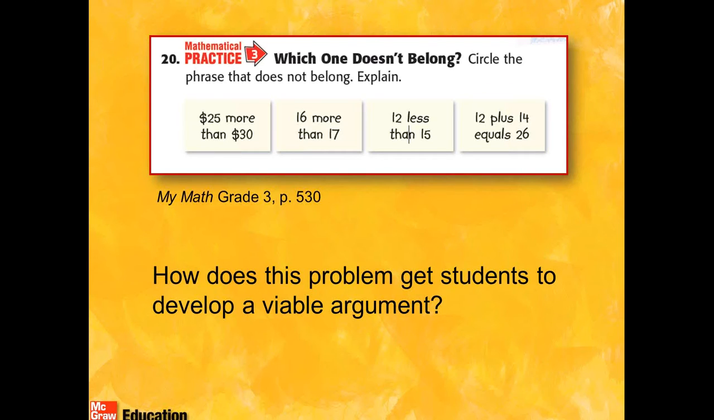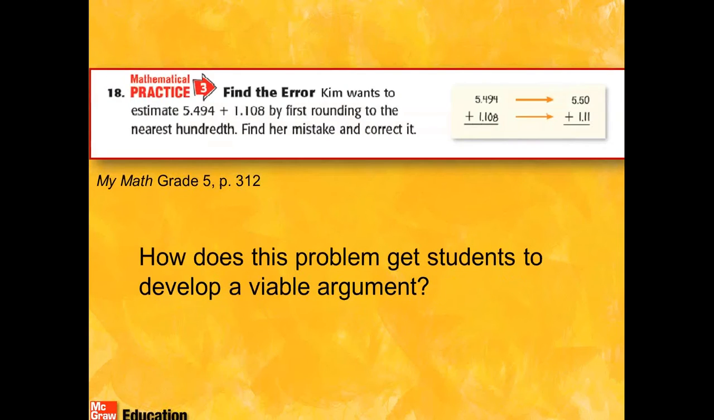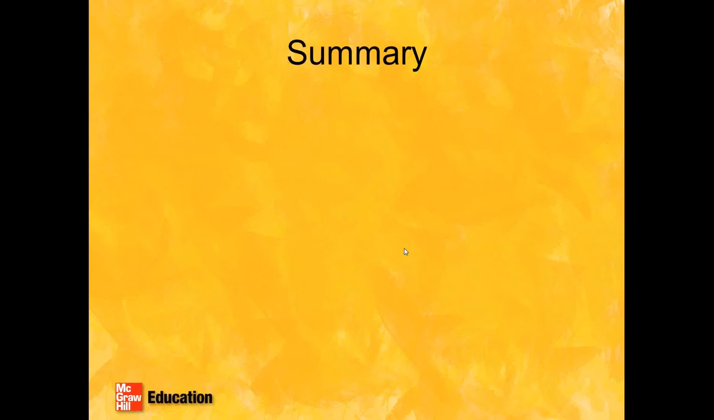and gives them something to reflect on that is more meaningful to them. Here's a good example in grade 3. How does this problem get students to develop an argument when they're looking for which one doesn't belong? And then in grade 5, again, having an error and looking for an error is a great way for students to begin to identify what's wrong, articulate why it's wrong, and then provide the correction for the solution.